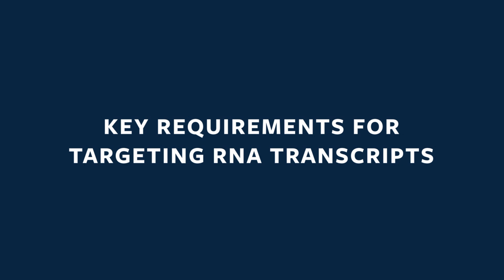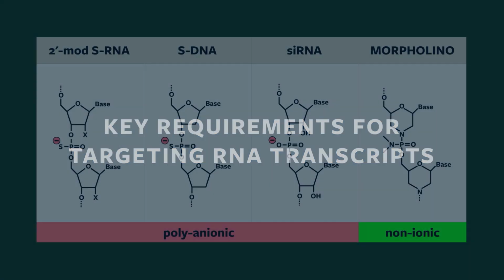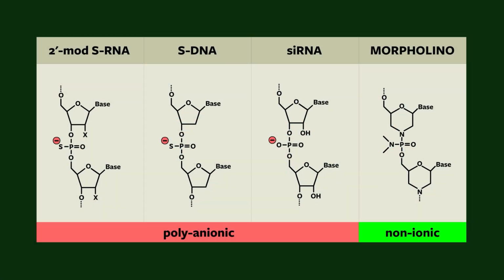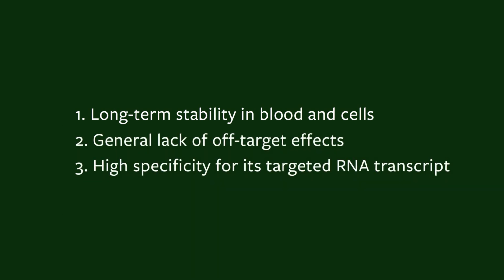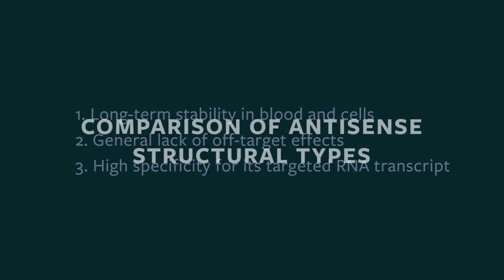Key requirements for targeting RNA transcripts. An antisense oligo, effective for disrupting the function of a targeted RNA transcript in a cancer, should have 1. Long-term stability in blood and cells, 2. A general lack of off-target effects, and 3. High specificity for its targeted RNA transcript.